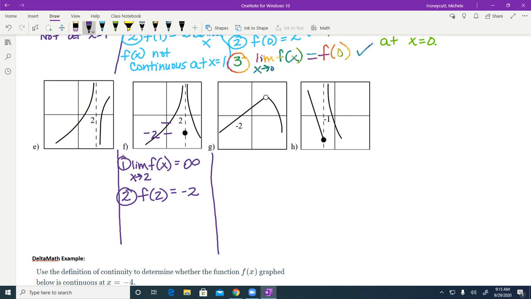Well, are these the same? No, they're not the same. So the third condition, the limit as x approaches 2 of f of x is not the same as f of 2. So we would say that f of x is not continuous at x equals 2.